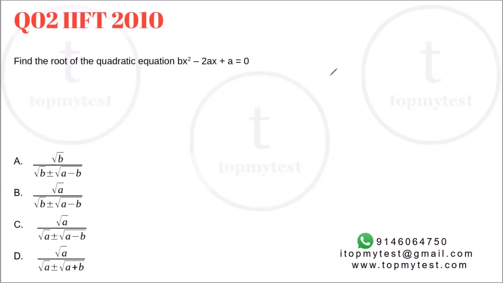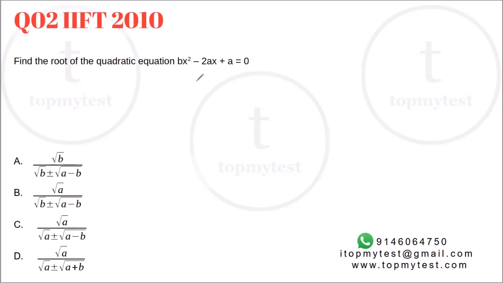Okay. Next one is from IFT 2010. This is almost like a self-referential question. Now instead of ax square plus bx plus c equals 0, you have changed the form of the quadratic equation. You have bx square minus 2ax plus a equals 0. Find the roots of the quadratic equation.